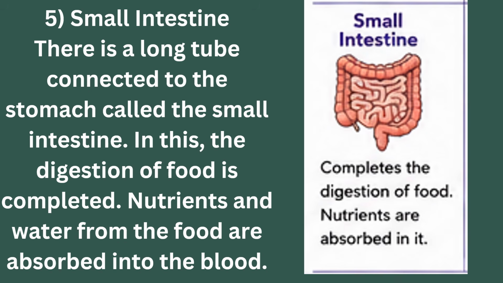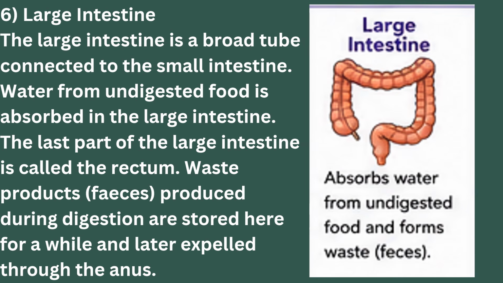All the nutrients and water from the food are absorbed into the blood. Large intestine. Large intestine is a broad tube, the thicker one, and it is connected to the small intestine. Now all the water that is coming from undigested food is absorbed in this large intestine. The last part of the intestine is called the rectum. If you see here, this is called the rectum. All the waste particles of food actually come out of this rectum, and later it is expelled through the anus.